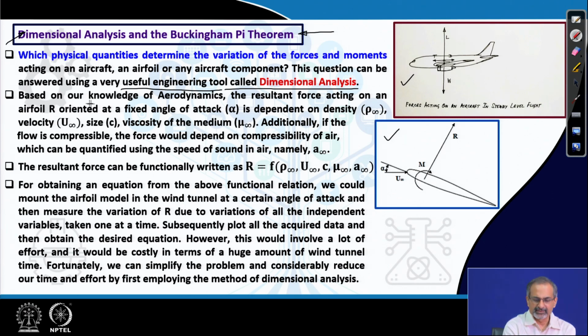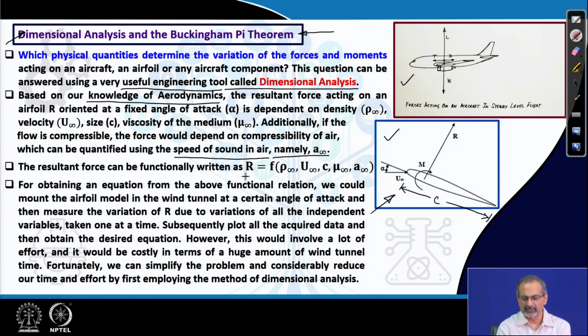Now, based on our existing knowledge of aerodynamics, we can say that if we are looking at the airfoil problem, the resultant force which acts on the airfoil, when it is fixed at a certain angle of attack, is dependent on the density and velocity of the free stream, then its size, which could be the chord length of the airfoil, the viscosity of the medium, again referring to the free stream values, and additionally if the flow is compressible, you have to bring the compressibility effect of air into account by introducing the speed of sound.